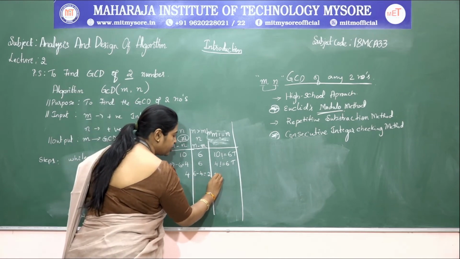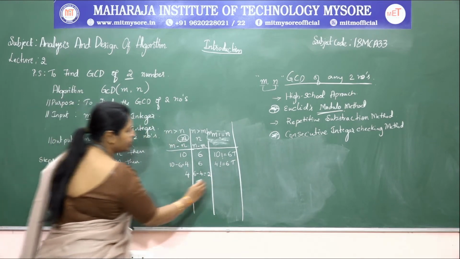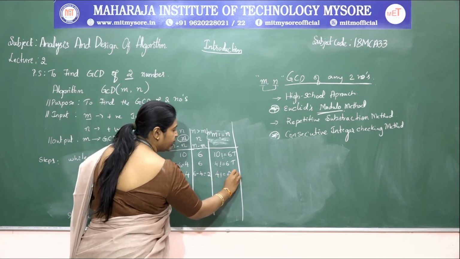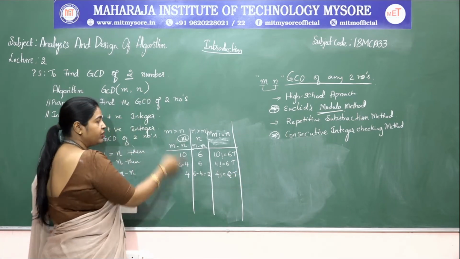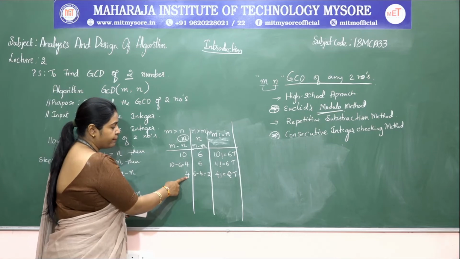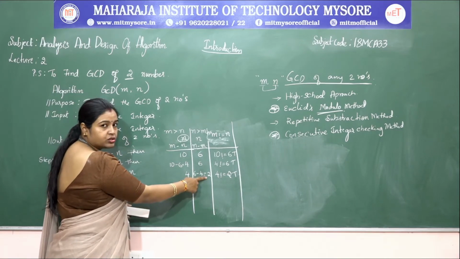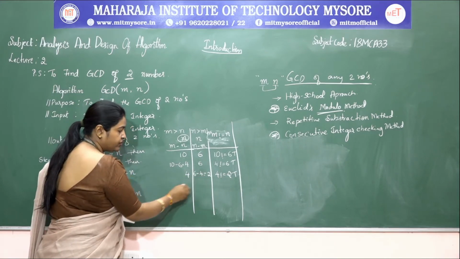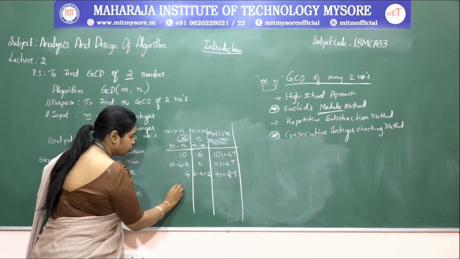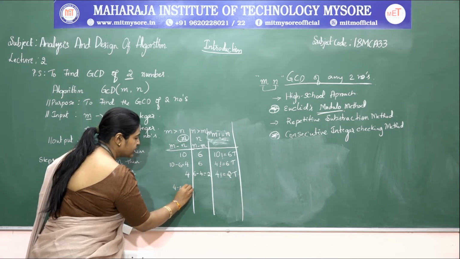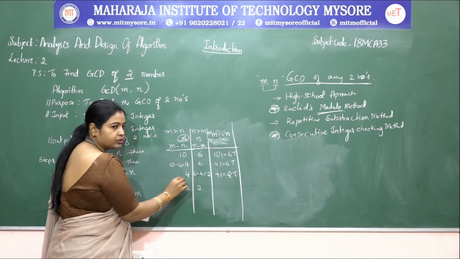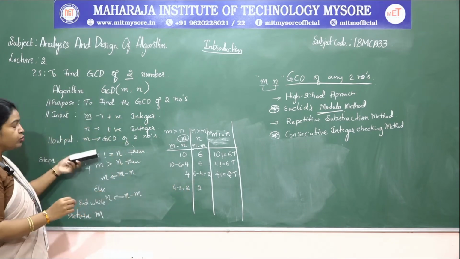Now let me check the condition. Again it goes back to the while loop: 4 not equal to 2, true. Again we check the condition m greater than n. m is 4, 4 greater than 2. Is it true? Yes, true. So calculate m minus n, that is 4 minus 2, equal to 2. And n stays as it is, 2.